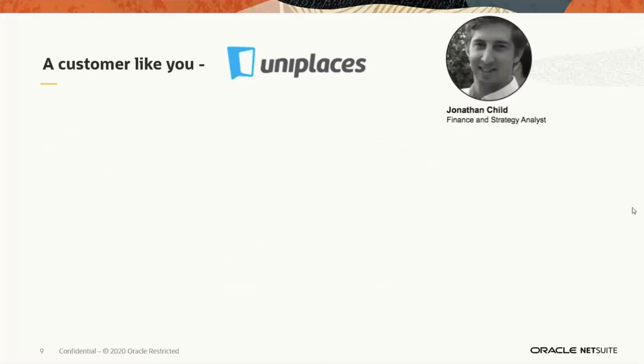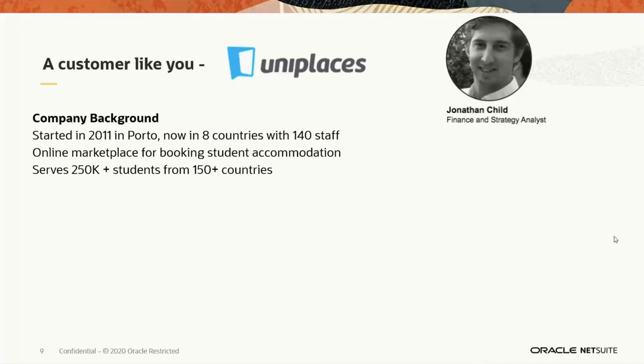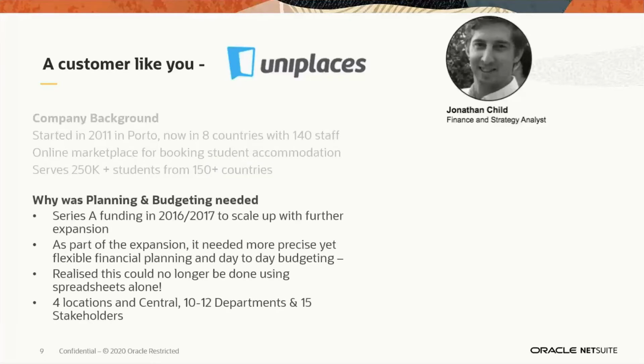A customer like you who's gone through a similar process is UniPlaces. Just to give you a bit of background, UniPlaces is an online marketplace established back in 2011 that allows booking for student accommodation and serves more than 250,000 students across more than 150 countries. The reason why they looked at planning and budgeting is they received Series A funding back in 2016 and 2017 to scale up with further expansion.